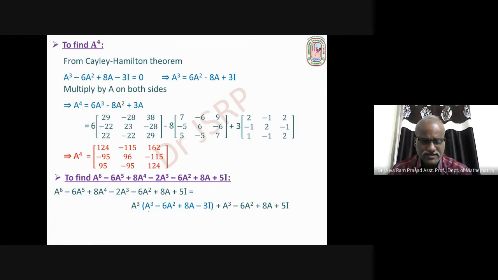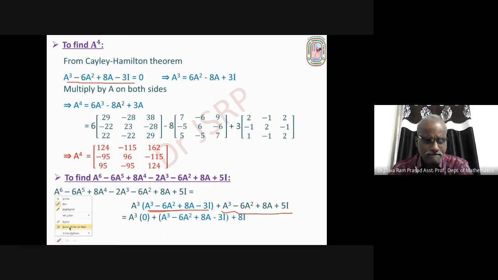Okay, right, so this becomes 0 from the identity. Still here we have A cube terms. So again we can use this identity. So this is A cube into this term, which is 0 from the identity. Okay, right, so take one common. Since here we have A cube, take one common. So write the identity as it is here.